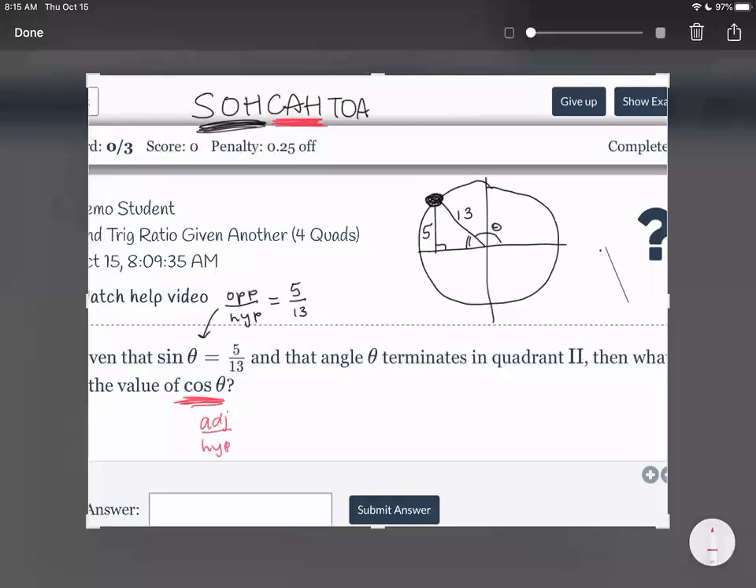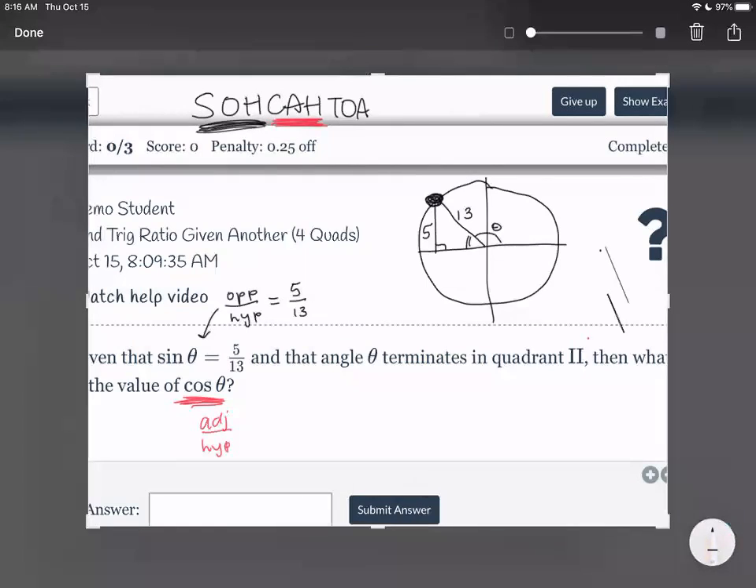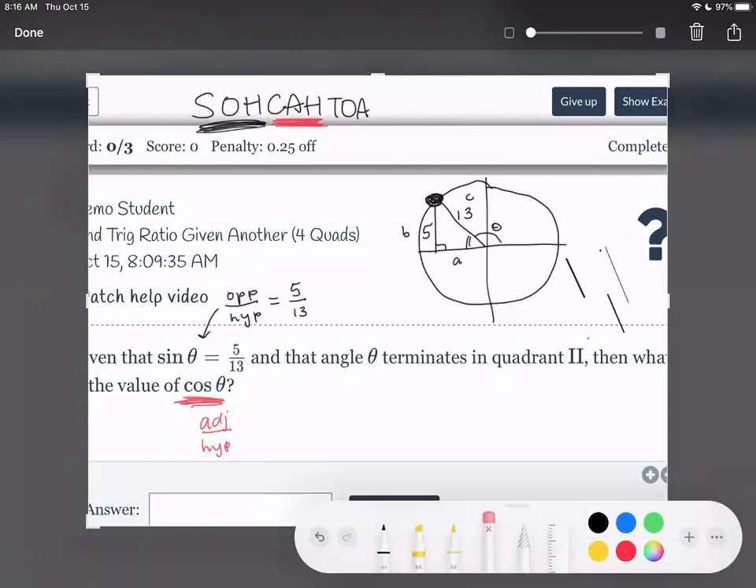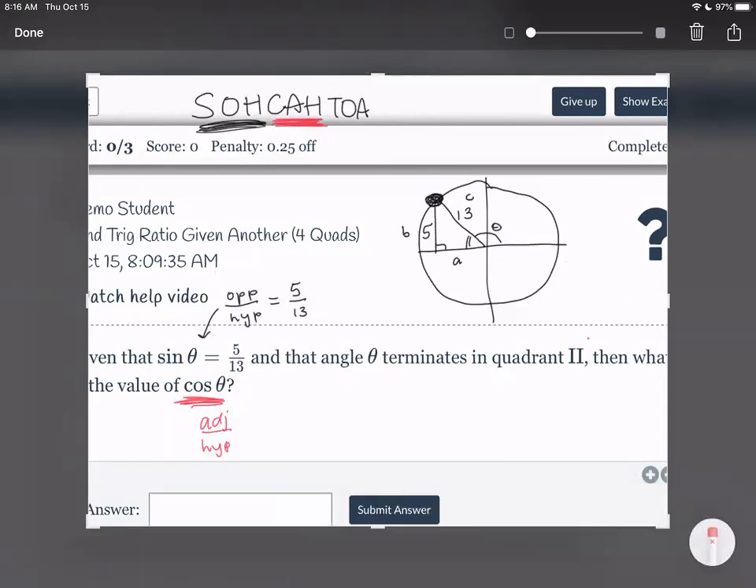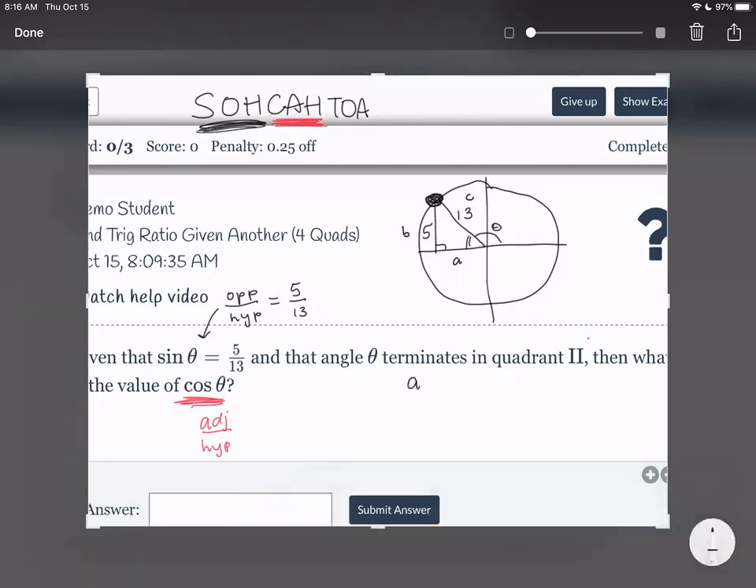Now you'll notice we don't have the adjacent side yet, so we need to use the Pythagorean theorem to solve for our unknown side. I'm just going to call this unknown side a, the other leg can be b, and c is always the hypotenuse. I don't know why these lines are happening here. Okay, there we go. So we have our a, b, and c. We're going to use the Pythagorean theorem to solve for a because we don't know what a is yet, and we need a to do our cosine. So let's use the Pythagorean theorem.